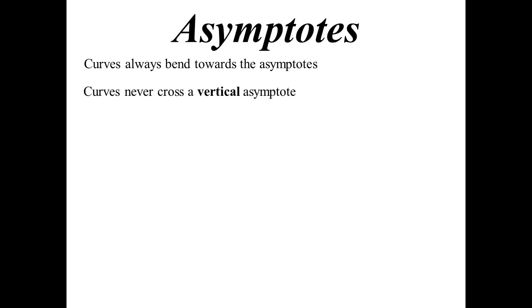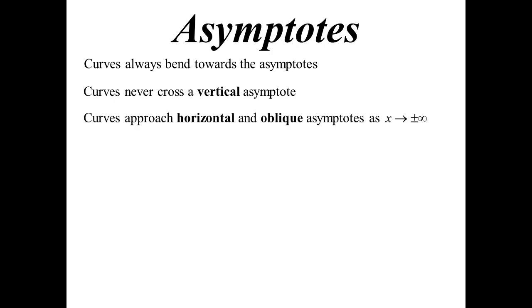A bit about asymptotes. So when we're drawing our curves, remember curves always bend towards the asymptotes. Curves never cut the vertical asymptote because that's an exclusion in the domain, so x can't exist there. However, they can cut these horizontal or oblique ones because that's purely telling us what happens out at the extremities, out at plus or minus infinity.